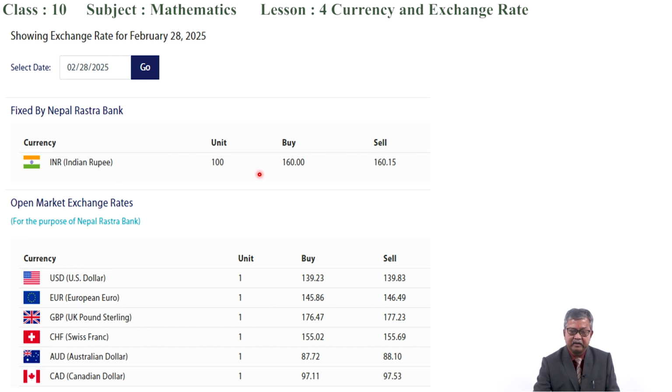Now look at February 28th, 2025. The exchange rate of India for 100 rupees is buying 160 and selling 160.15. Similarly, US dollar: 139.23 and selling rate 139.83. Similarly, euro: 145.86 and selling rate 146.49. From these two days we can see the exchange rates of other days also.